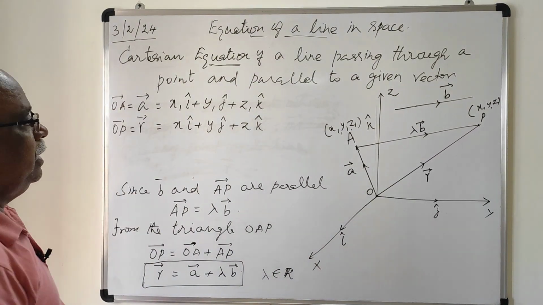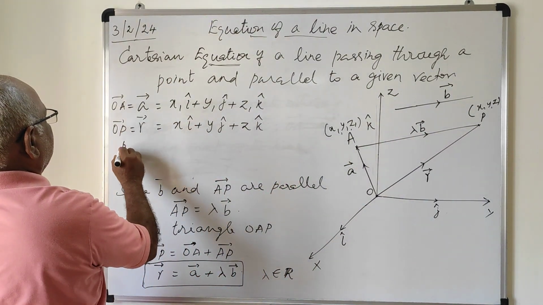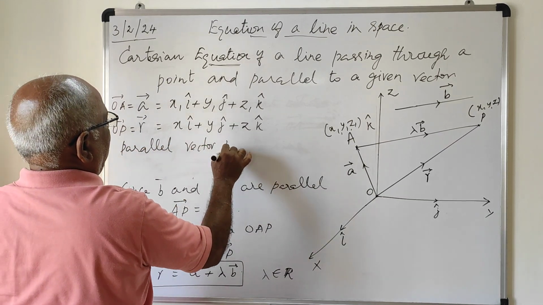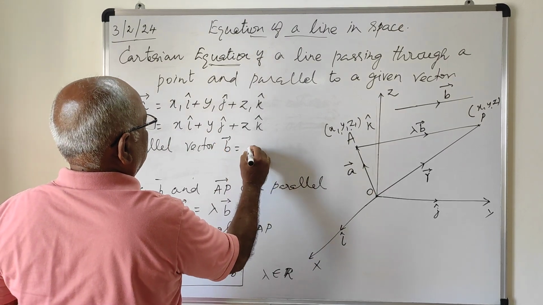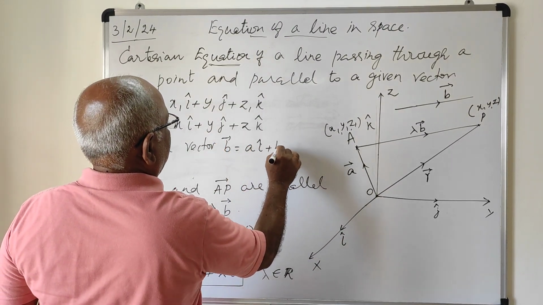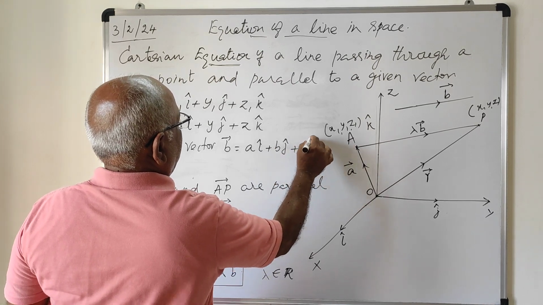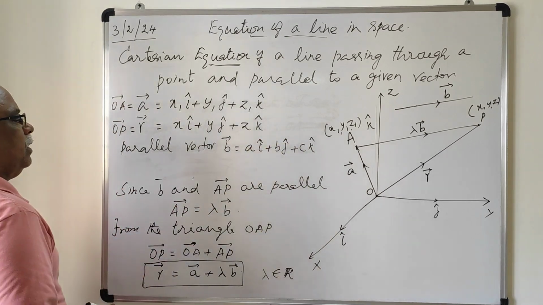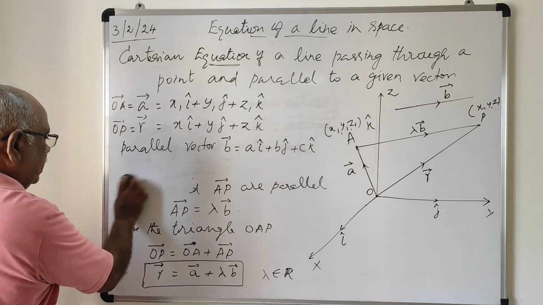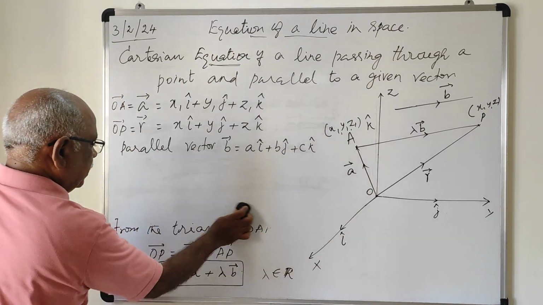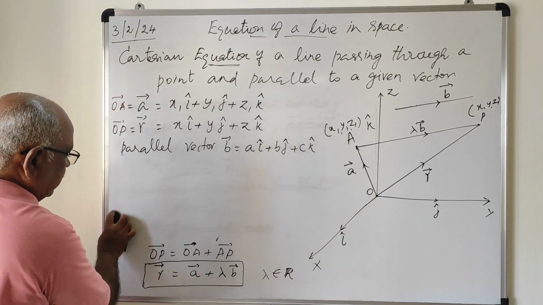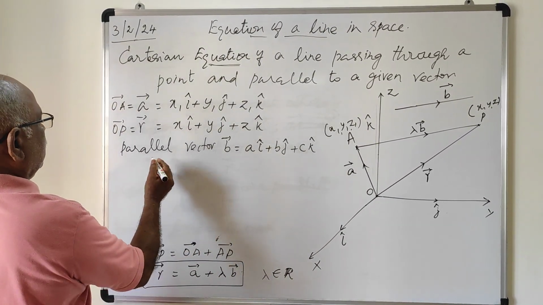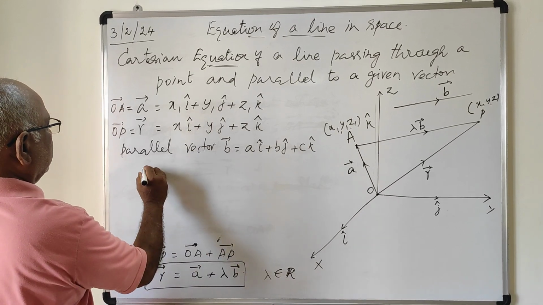And any parallel vector B is given by ai plus bj plus ck. Therefore, the parallel vector is given by ai plus bj plus ck. Therefore, the vector equation of this required line is r equal to a plus lambda b. In this equation, you have to substitute.